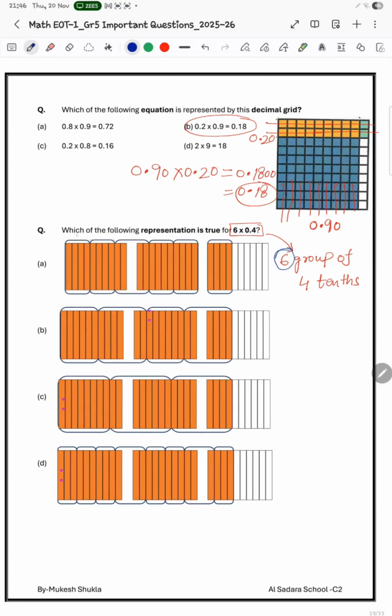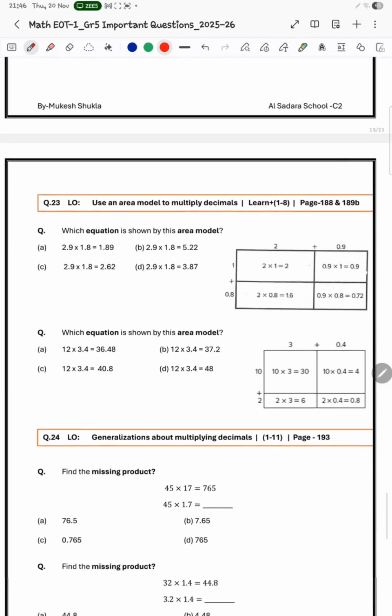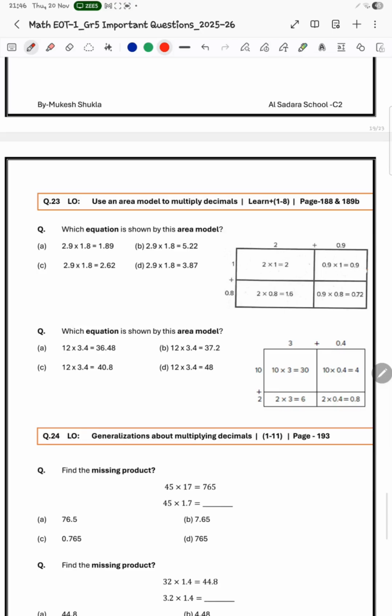Let's count. Here 1 group, 2, 3, 4, 5, 6. So in the first option only I got 6 groups, and each group is having 4 colored boxes. Can you see? 1, 2, 3, 4. So each group has 4 boxes colored. So that means this is the only option which is correct. Okay. Now we are almost about to finish, and only 3 questions are left, then we are done.